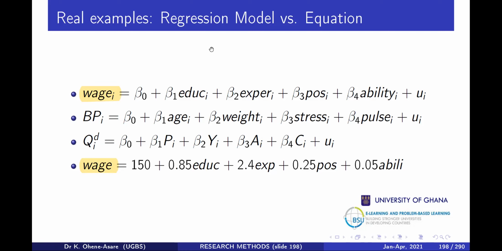There is no error in the estimated regression equation. So this one, the last one, the bottom one, there is no error term. The first one has an error term. And then the second point is that the last one has numerical coefficients. Everything I'm saying, write it down. It's very important. You can see the numbers. However, the first one has beta parameters. So it's very important to notice that the estimated equation has no error.